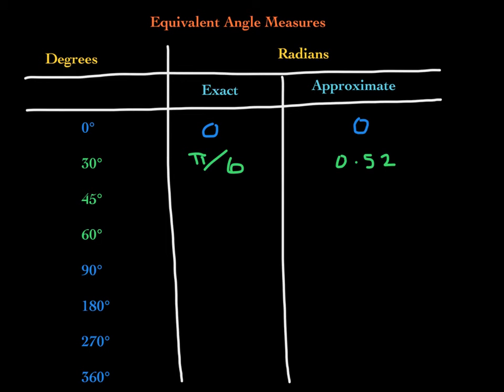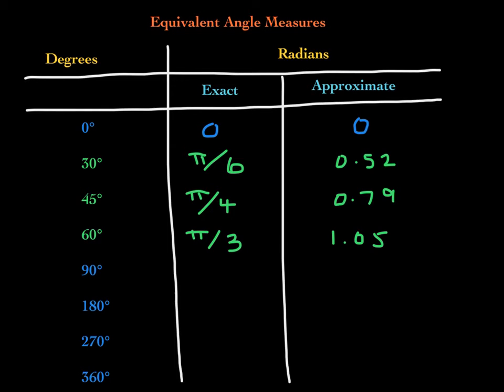Let's go to 45 degrees. In radian measure, the exact value would be pi over 4. Now the radian measure there as an approximation is approximately 0.79. Okay, 60 degrees as an exact value here would be pi over 3. And in radian measure, it'd be 1.05. So notice that 60 degrees is about 1 radian. That's very important. All right, let's keep going.